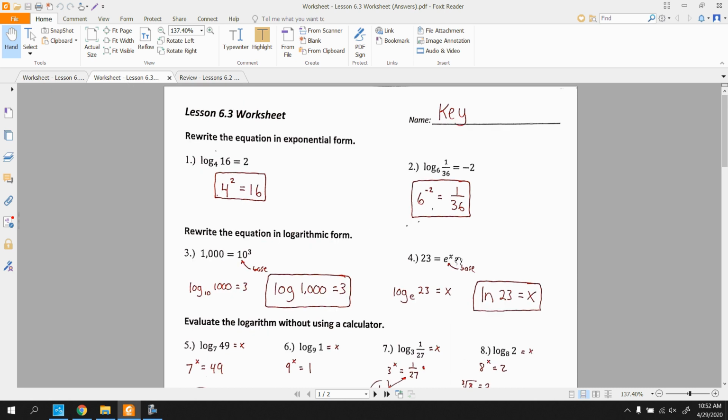Okay, 6.3, the most recent one. Definitely tougher, in the sense that we're working with logarithms.